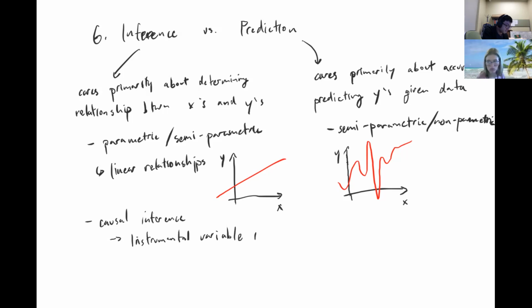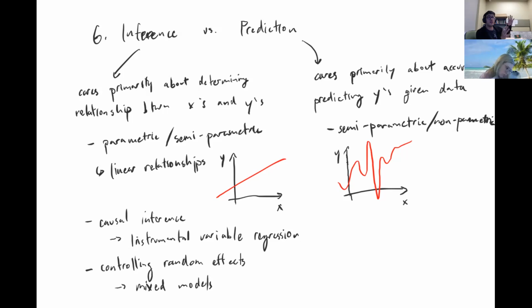Instrumental variable regression. And then for controlling random effects, we had one half of a lecture where we talked about mixed models. And both of these are really, again, firmly rooted in kind of the inference side of things.